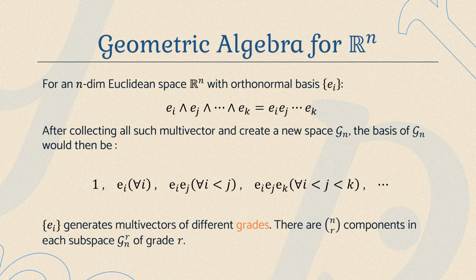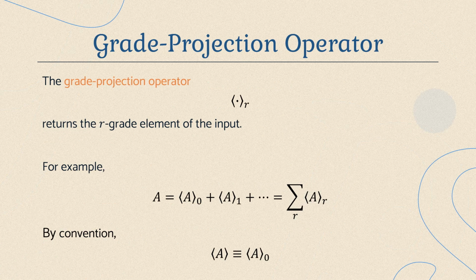These multivectors that we generated are of different grades. 1 is of grade 0. Ei are grade 1 multivectors. EiEj are grade 2. EiEjEk are grade 3, and so on. These form the basis of the new geometric algebra, a vector space. The grade projection operator, denoted as an angled bracket with subscript r, picks out the rth grade element of the input, and by convention, we often write the 0th grade projection operator without the 0 at the bottom.